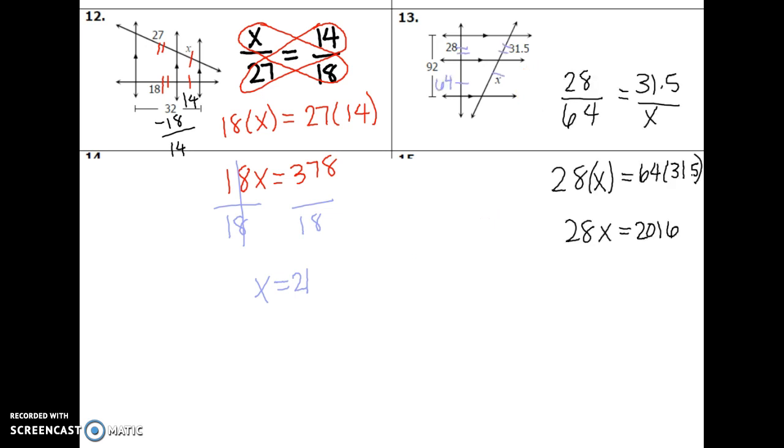So hopefully you gave it a shot, and that shot led you to divide both sides by 28 as your final step, and we should have gotten an x equal to 72. These are pretty easy, there's not much to them. Alright, so this concludes our very last thing that we needed to learn. We should be ready for our quiz tomorrow.